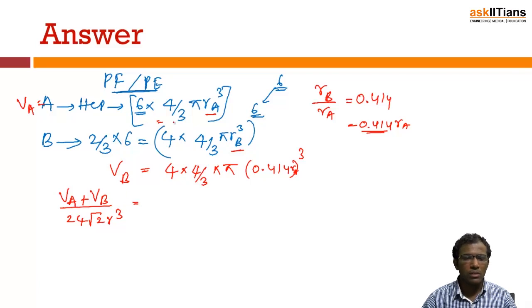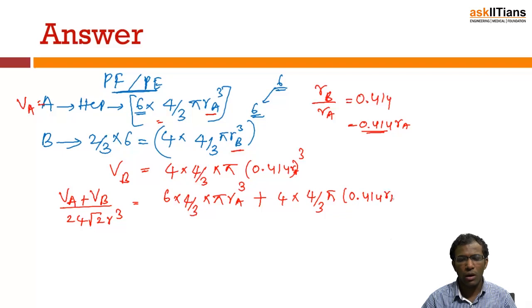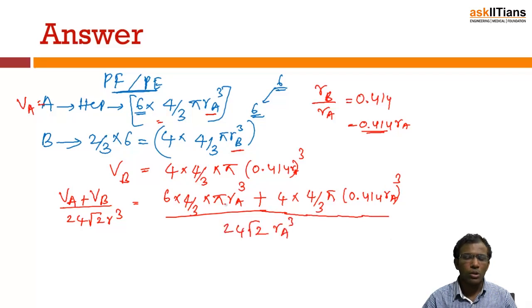So if you add these two, that is 6 into 4 by 3 into pi RA cube, plus 4 into 4 by 3 pi into 0.414 RA cube, divided by 24 root 2 RA cube. From this you can calculate the packing fraction. It is just a simple calculation, and if you calculate that value, it comes around 0.7756 exactly.